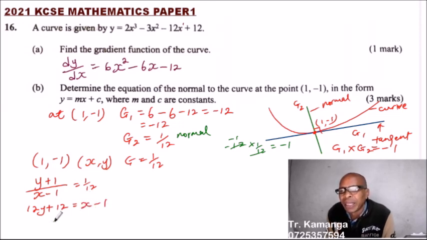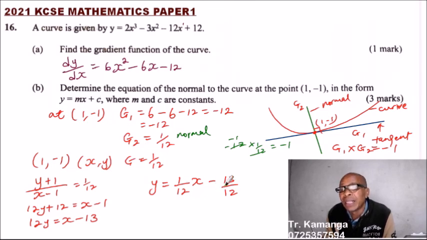Take 12 to the other side. We have 12y equals x minus 13. Divide both sides by 12, y equals 1 over 12 x minus 13 over 12. So this is now our equation of the normal in the form y equals mx plus c, where m, which is the gradient, is 1 over 12, and the constant c is minus 13 over 12. And you should be able to get the 3 marks.